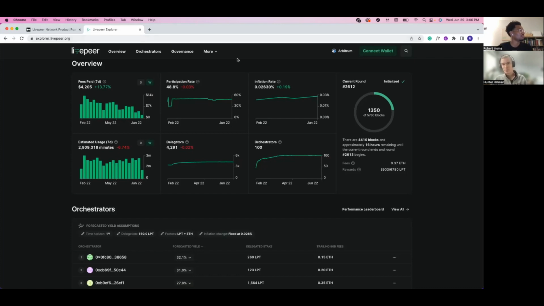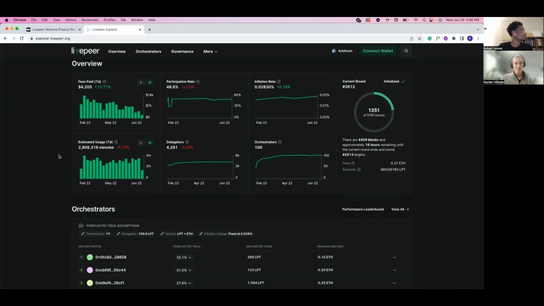We also see some information about the current round, the progress through basically a Livepeer protocol day. It's designed to be around 20 to 24 hours. I think right now it's sitting at around 21-ish hours per day.